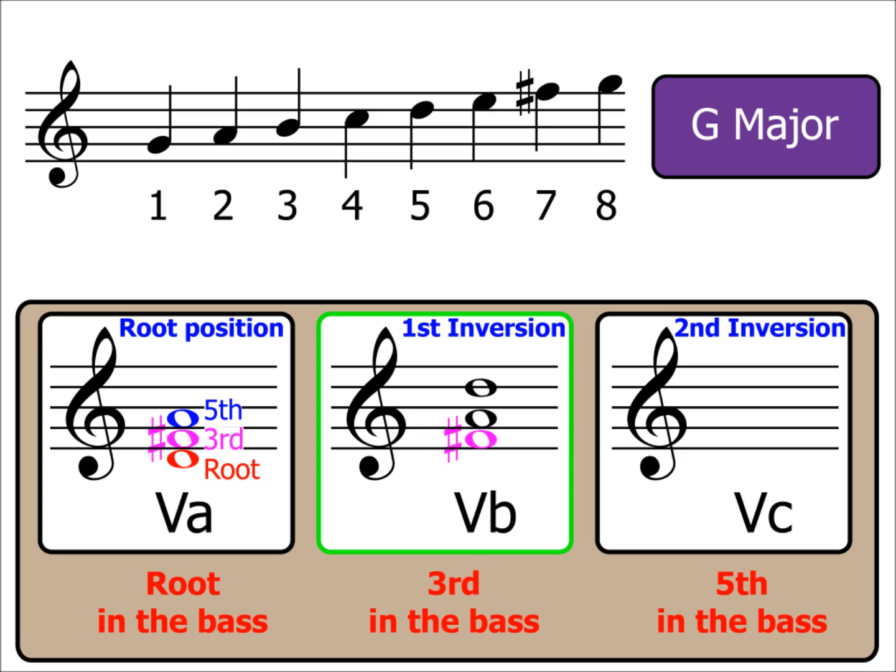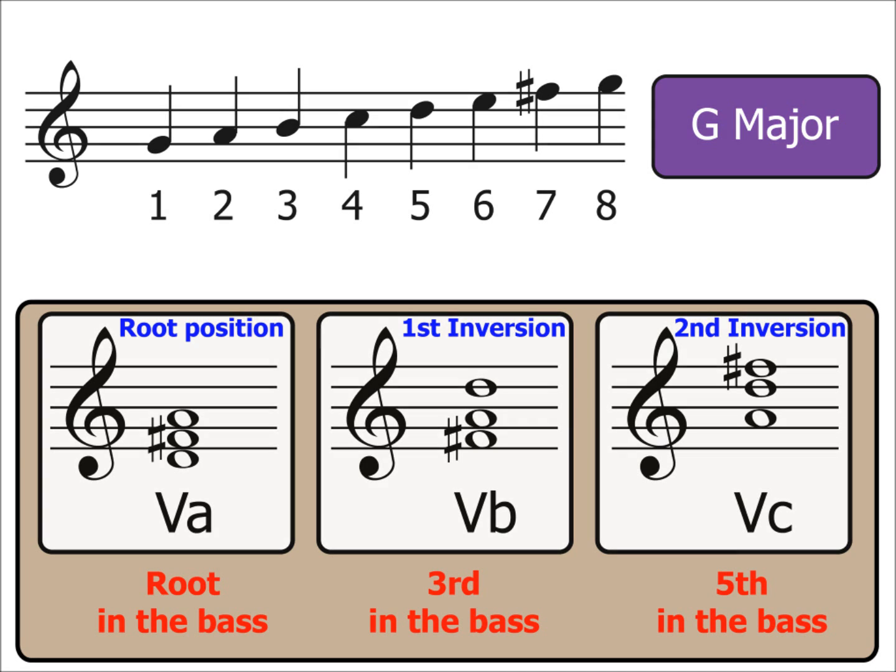Chord 5B will have the third in the bass, the F sharp. So this chord is the first inversion of chord 5, or chord 5B. Finally, here is chord 5C, or second inversion. This time, the A is in the bass. Hopefully by now you're getting confident in what the letters A, B or C mean.